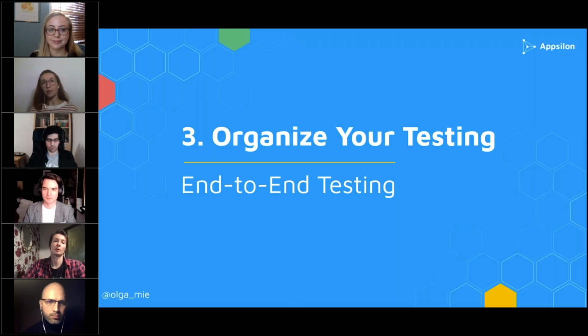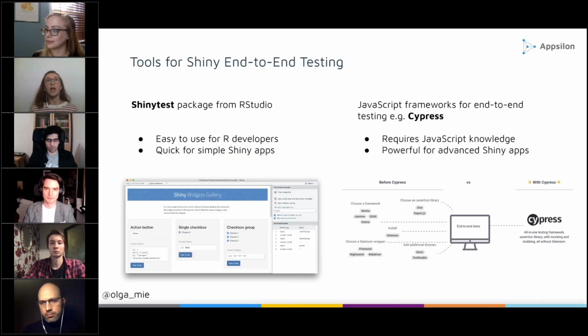And the next step that I'm going to cover is end-to-end testing. So the phase when you are actually testing the full components in your app. And luckily, we have the shinytest package from RStudio, and it's easy to use for developers. You can record the scenarios, and it provides a quick and simple way to test your Shiny apps. On the other hand, for more complex apps, we recommend using Cypress, but please be aware that it requires knowledge of JavaScript, but it's really, really powerful.